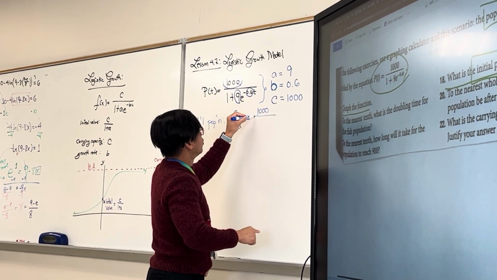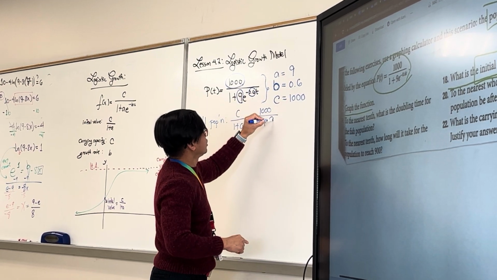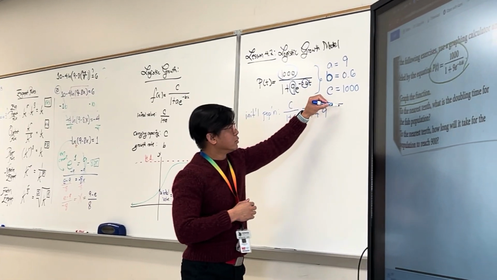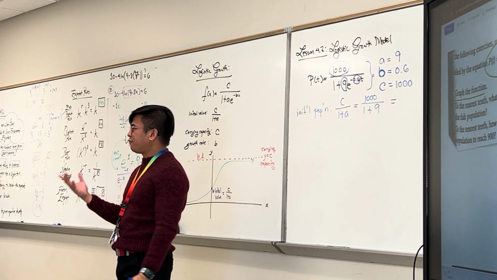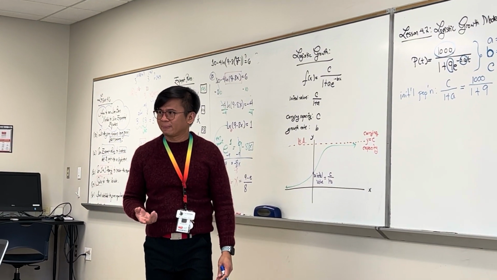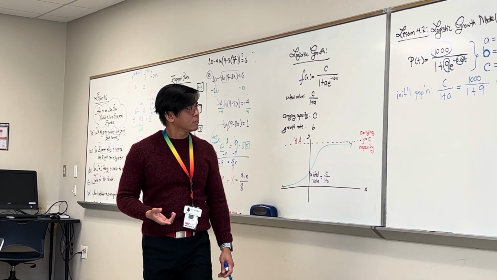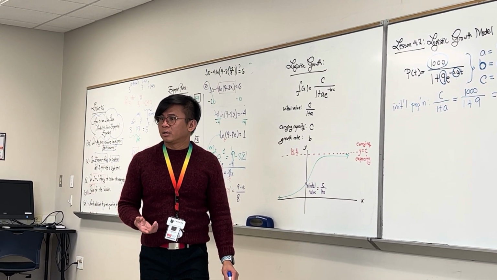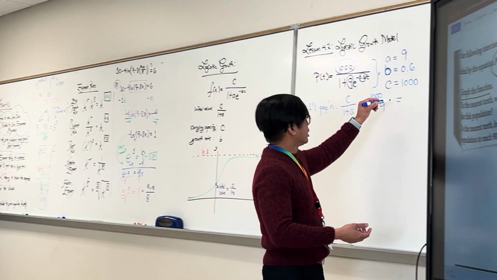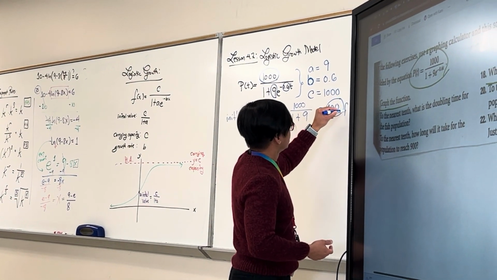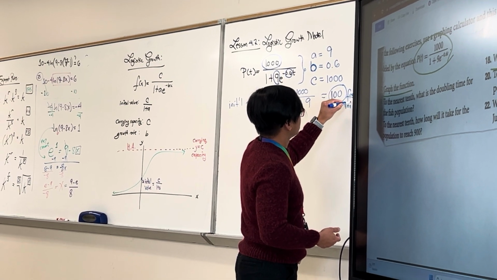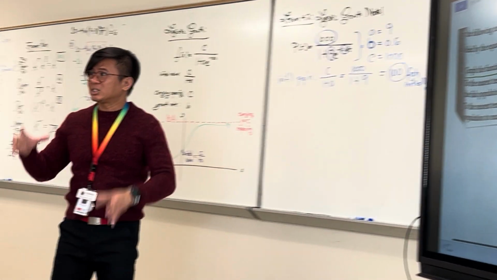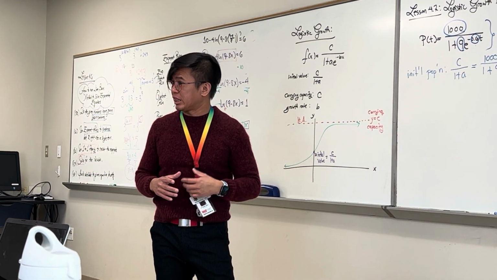1,000 all over 1 plus 9. Good? So you have the expression already in there. Okay, so initially, how many fish were there at the start? 100. 1,000 over 10, right? 100 fish initially, right? Are we good with that one? Okay, so at the start, there are 100 fish in there. You good?